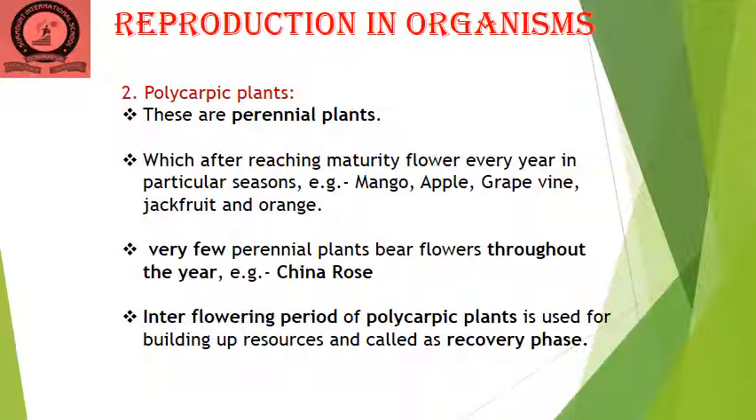Next type, polycarpic plant. These are perennial plants which after reaching maturity flower every year in a particular season. For example mango, apple, grape vine, jackfruit and orange. Very few perennial plants bear flowers throughout the year, example China rose. The interflowering period of polycarpic plants is used for building up resources and is called a recovery period. We can't categorize this period under vegetative phase.